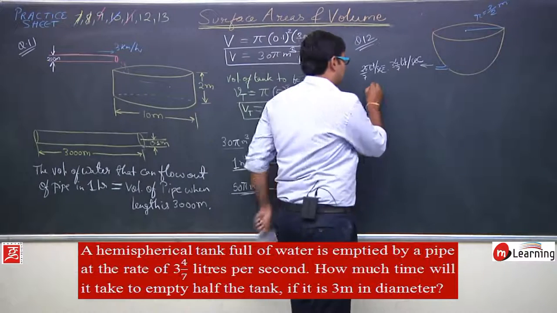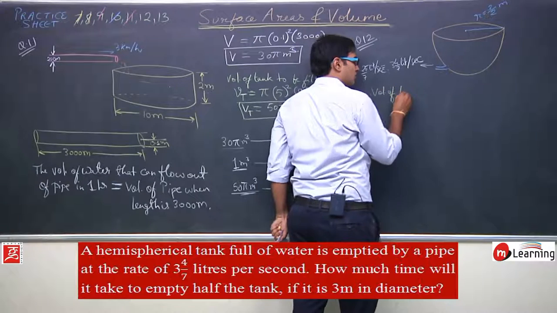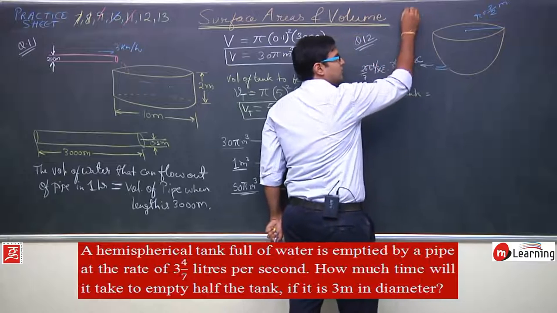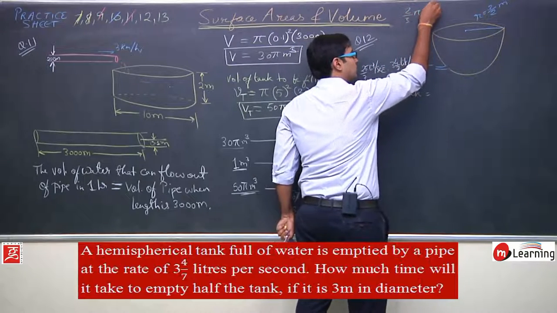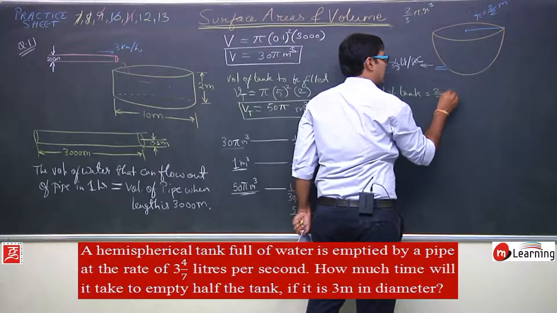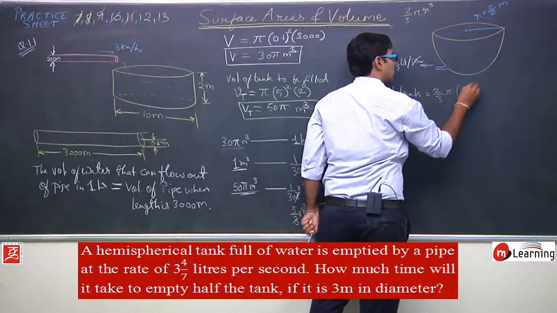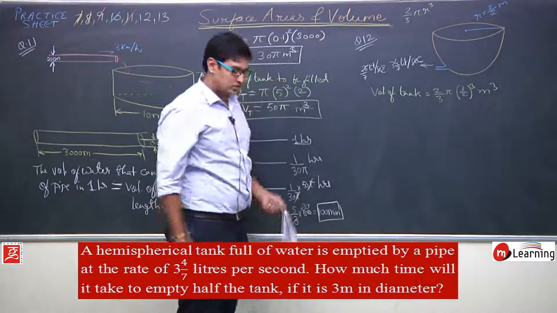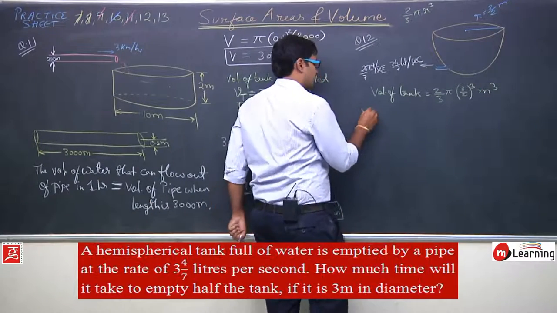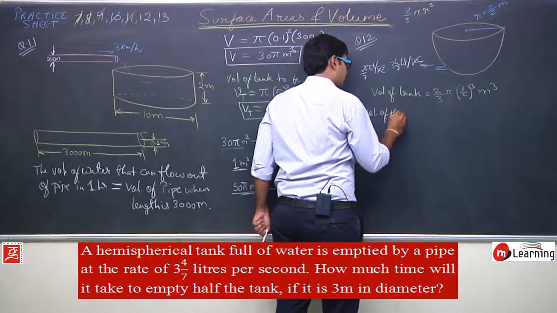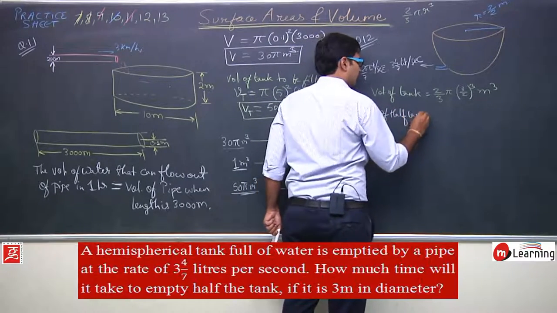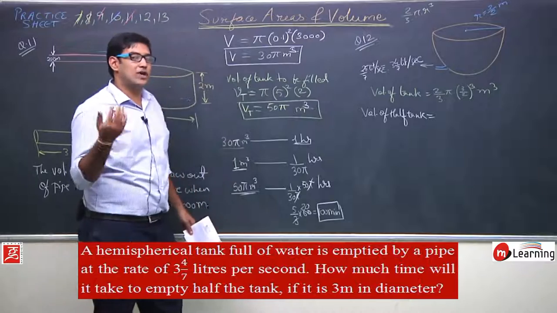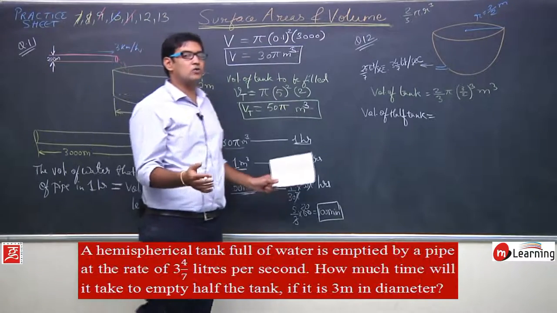If I calculate the volume of the tank, since it's a hemisphere, the volume of a hemisphere is 2/3 pi r cube. So the volume of the tank is 2/3 pi times (3/2) cube. The unit is meter cube. So what is the volume of half the tank? Now, why am I calculating the volume of half the tank? Because I just need to empty this tank half. I need not empty this tank completely.